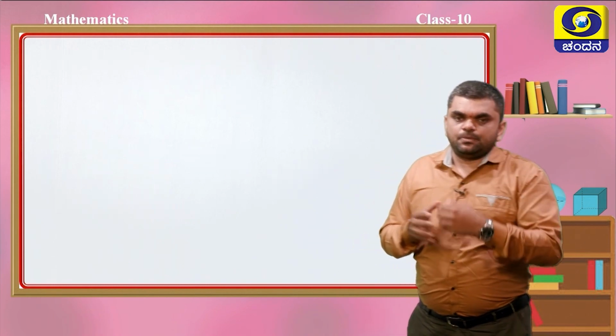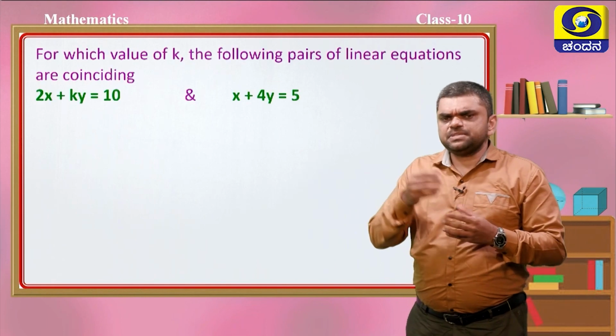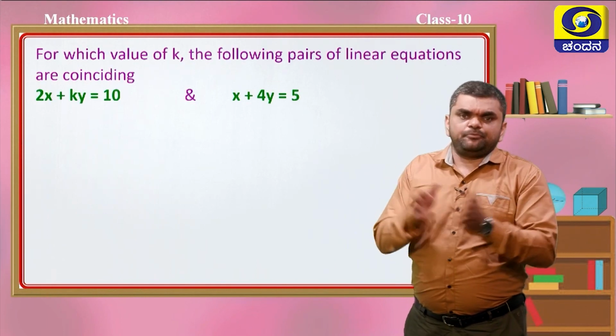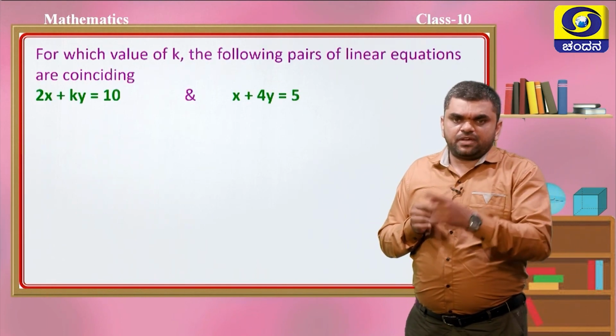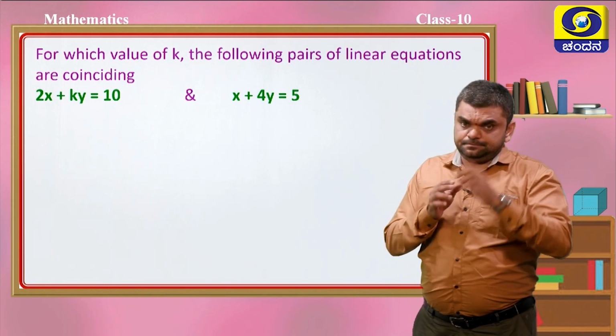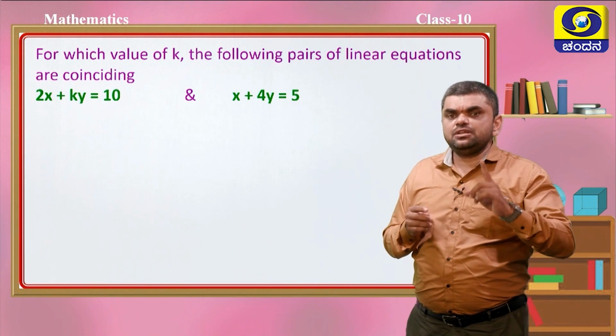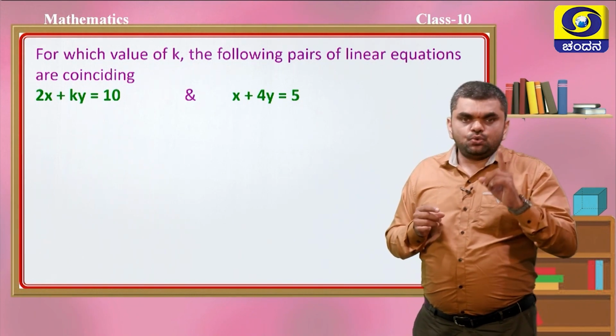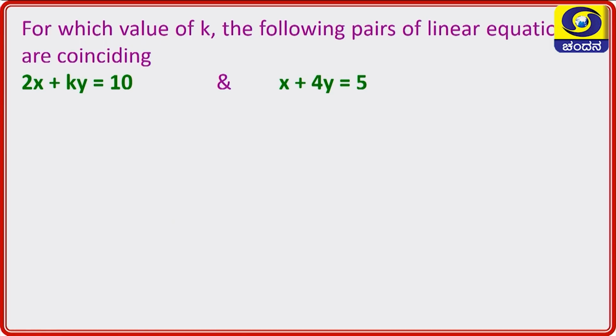Children, next problem. Same type of problem. For which value of k are the following pair of linear equations coinciding? They have given the condition coinciding. 2x plus ky is equal to 10 and x plus 4y is equal to 5. The answers they have given are 2, 4, 6 and 8.